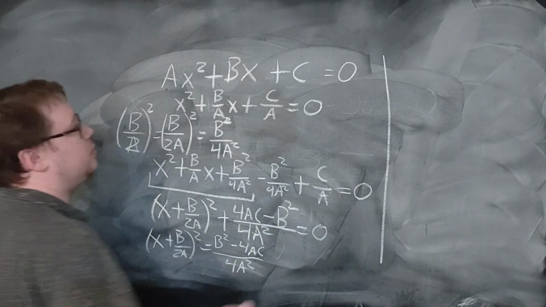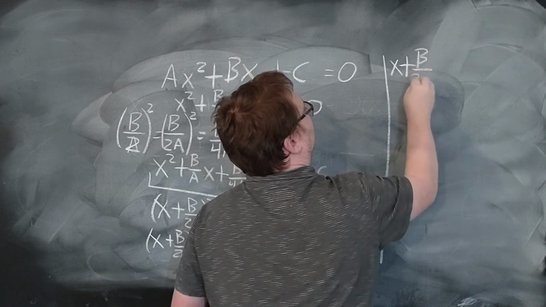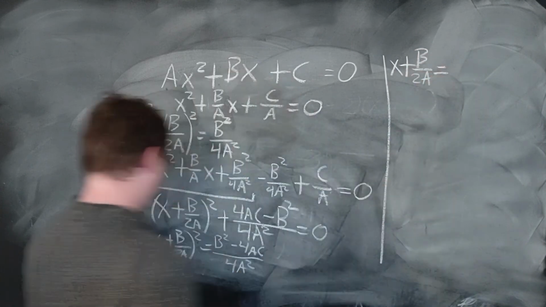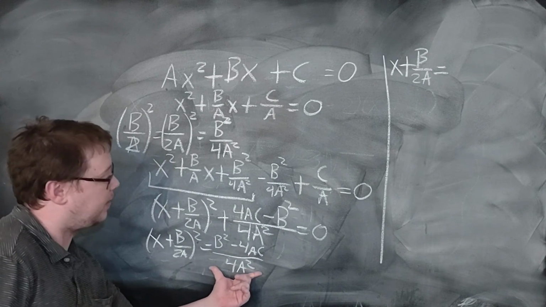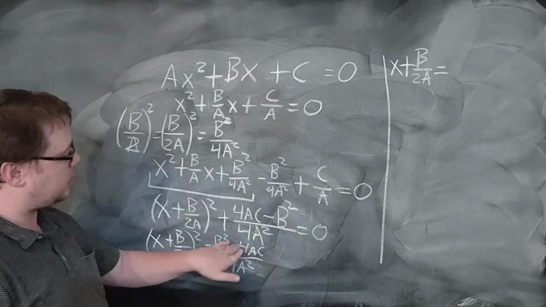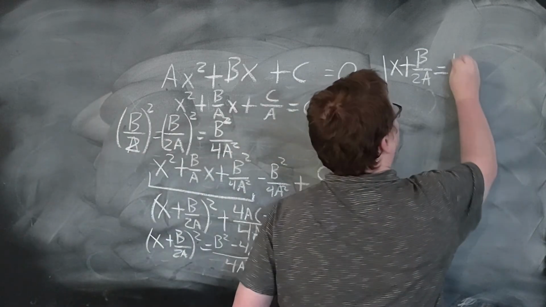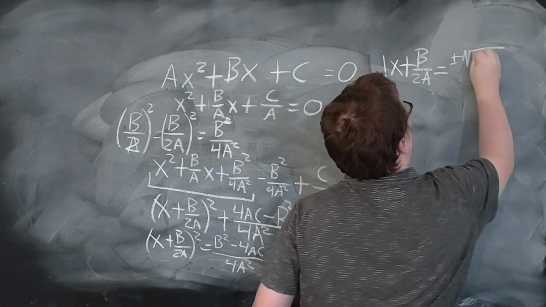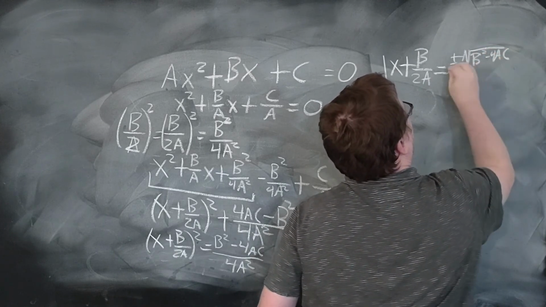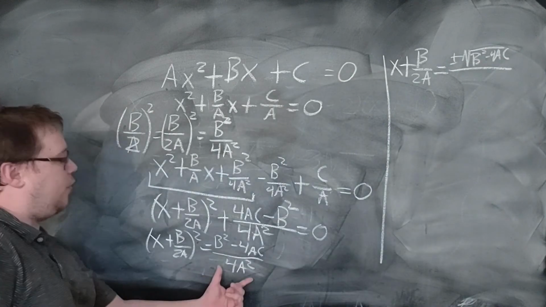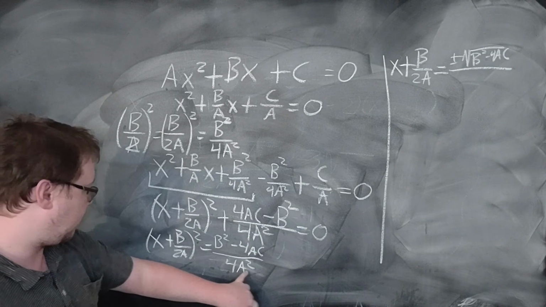x plus b over 2a equals plus or minus the square root of this whole thing. Now I'm going to take the square root of the top and the square root of the bottom. So this gives me plus or minus the square root of b squared minus 4ac over the square root of 4a squared, which is the square root of 4 and the square root of a squared, which is 2a.